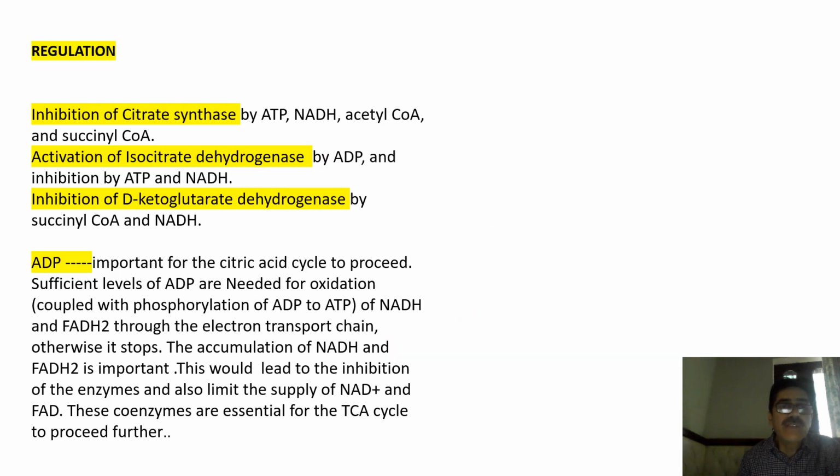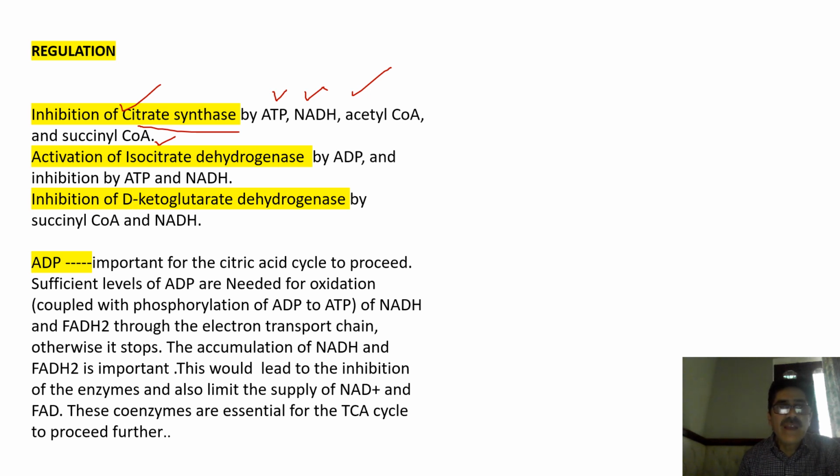Now regulation. Citrate synthase enzyme, the first ever enzyme which catalyzes the conversion of oxaloacetate to citrate, is being inhibited by ATP, NADH, acetyl coenzyme A and succinyl coenzyme A. Whenever there is an increase in the level of NADH or acetyl coenzyme A or succinyl coenzyme A, that leads to inhibition of citrate synthase enzyme. Here it is being regulated.